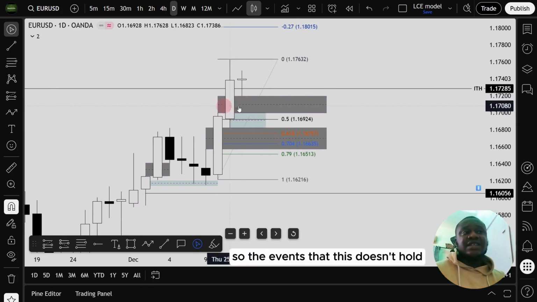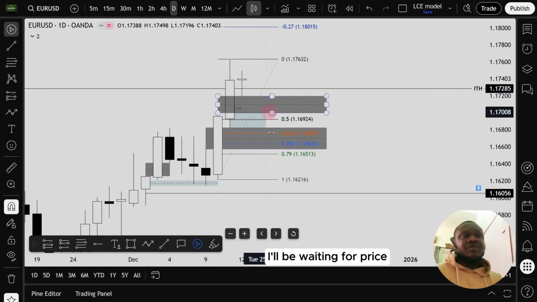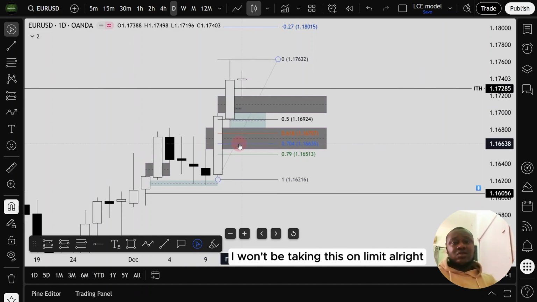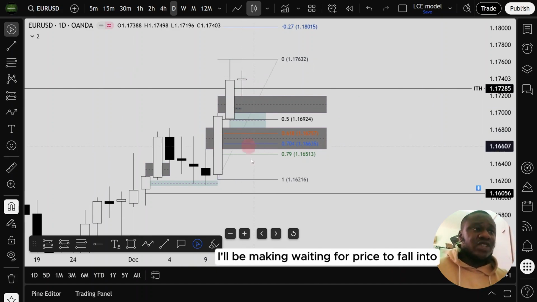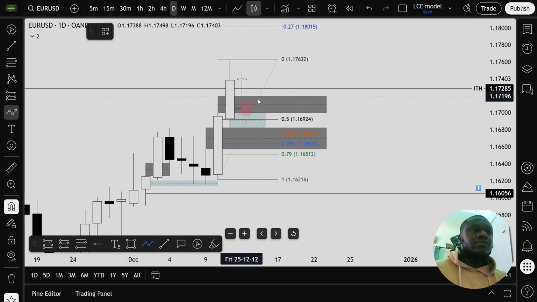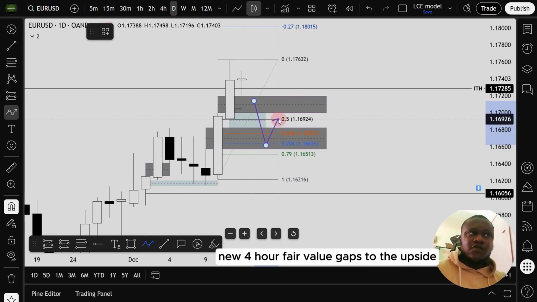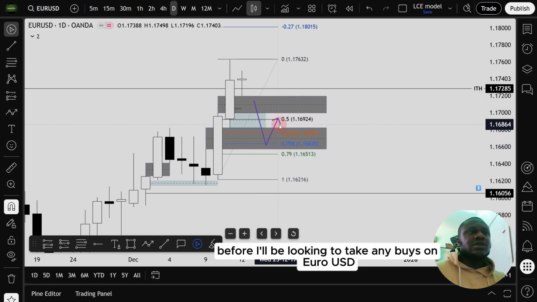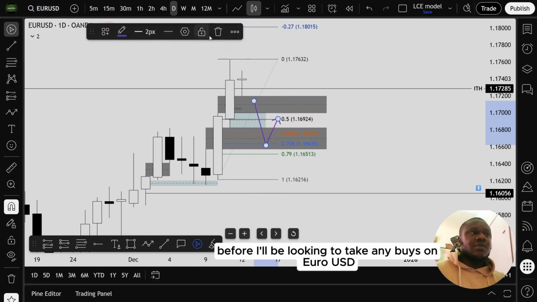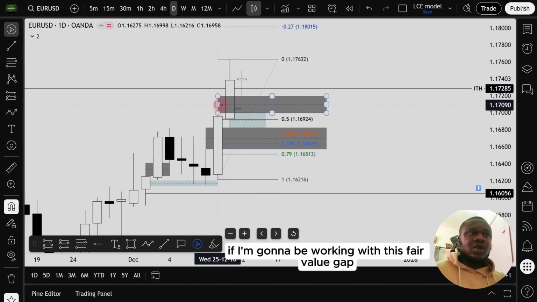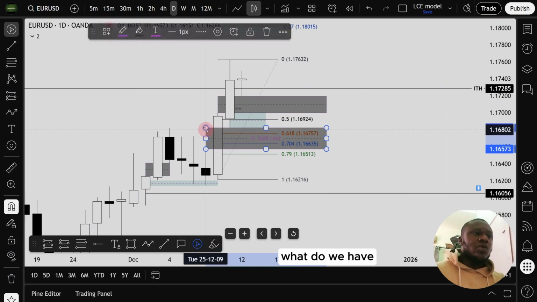So in the event that this doesn't hold, I won't be taking this on limit. I'll be waiting for price to fall into this daily fair value gap. In the event that the first one fails, I'll be waiting for price to fall into here and then create new 4-hour fair value gaps to the upside before I'll be looking to take any buys on EURUSD. But currently, if I'm going to be working with this fair value gap, what do we have?